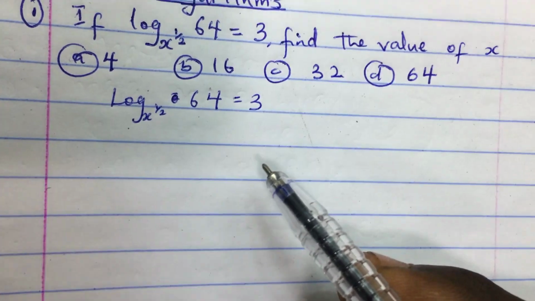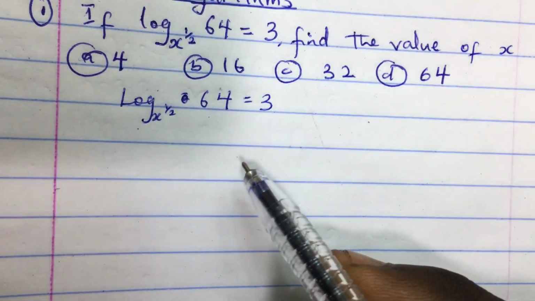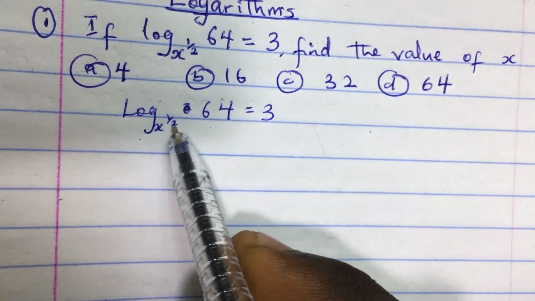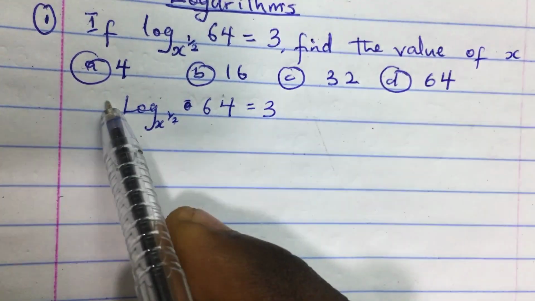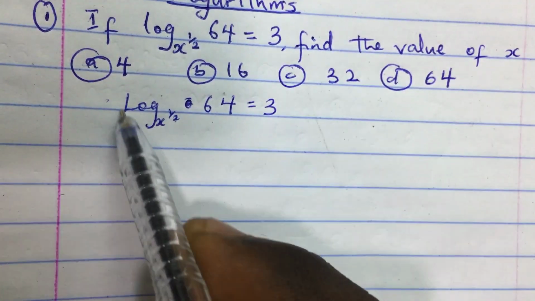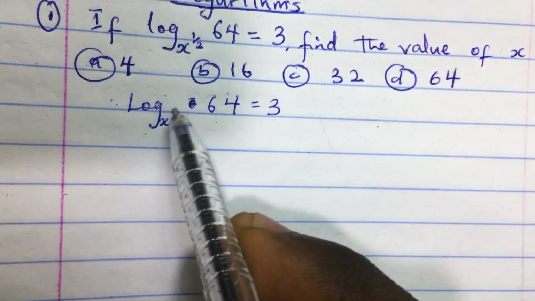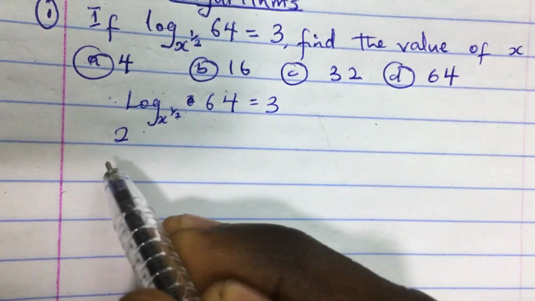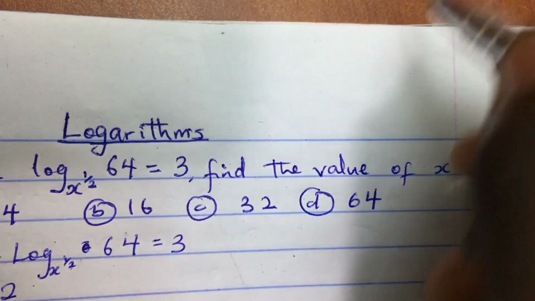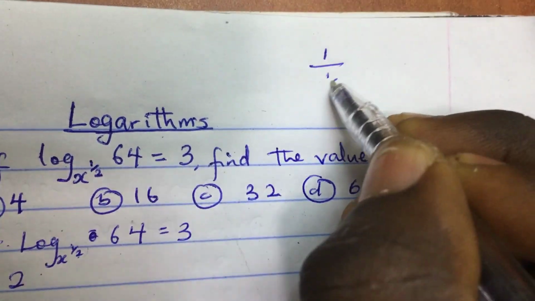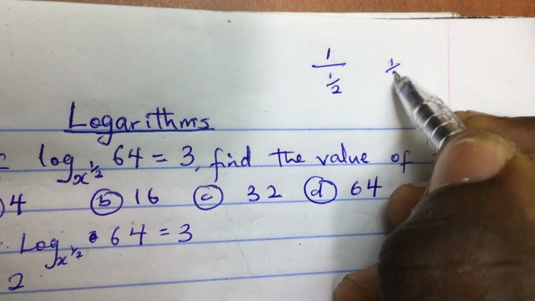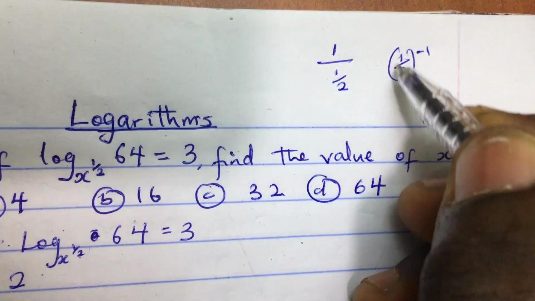If you remember one of my laws, whenever we have something like this, I can bring it to the back. Bringing it to the back will become the inverse of this. The inverse of 1 over 2 is ordinary 2. It's like saying 1 over 1 over 2. Remember, inverse means 1 over something. This is what we call inverse.